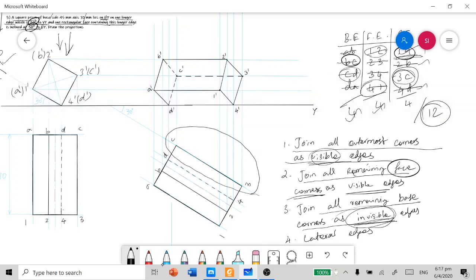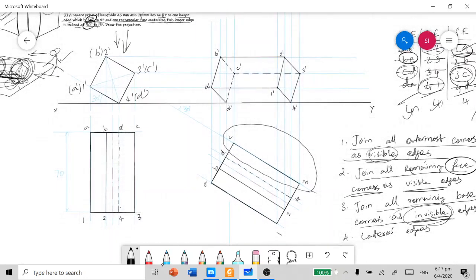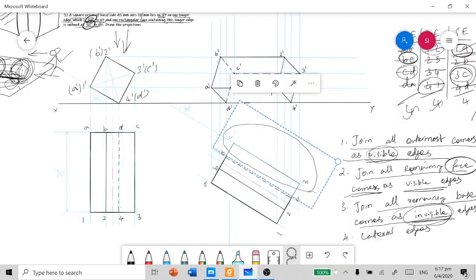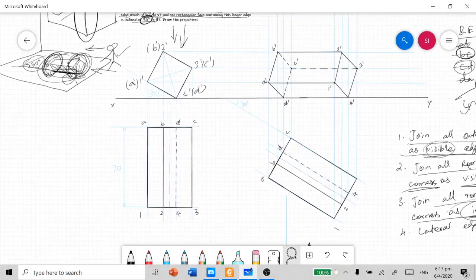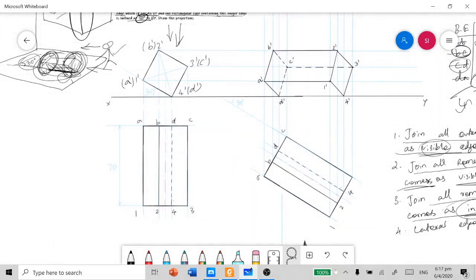Now the work is over. So this is the solid given for us to draw. Try this answer with the proper tools on your paper. Thank you.